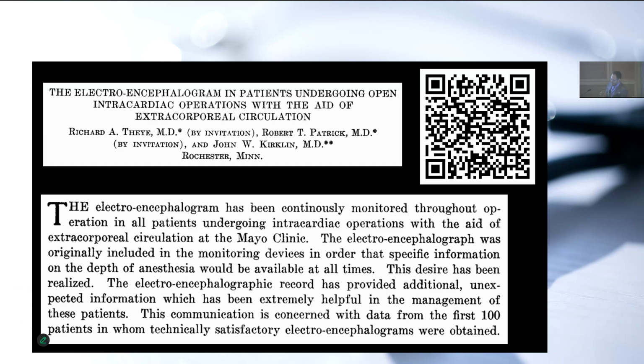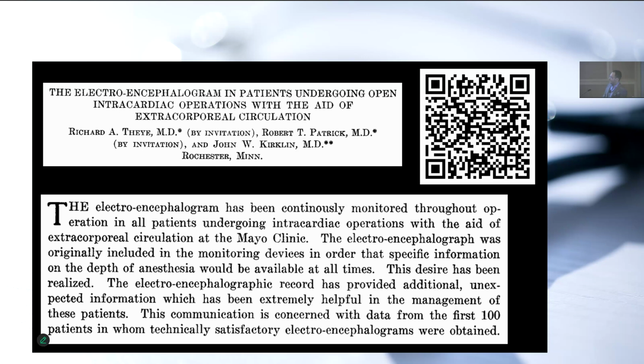And I love this. This is the first paragraph of the paper. They say, the electroencephalogram has been continuously monitored throughout the operation in all patients undergoing intracardiac operations with the aid of cardiac bypass in Mayo Clinic. So at this point, it's a standard monitor for them, which is crazy because these days, it's not a standard monitor. There's no guideline in the world at the moment that actually requires that you use the EEG.